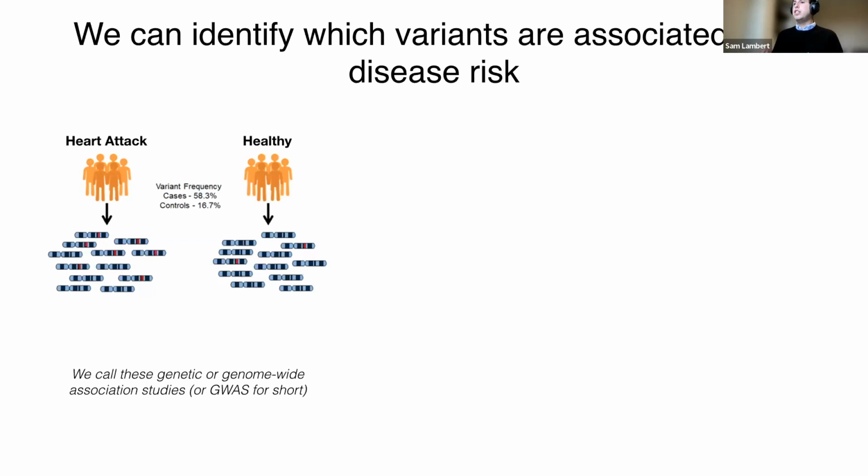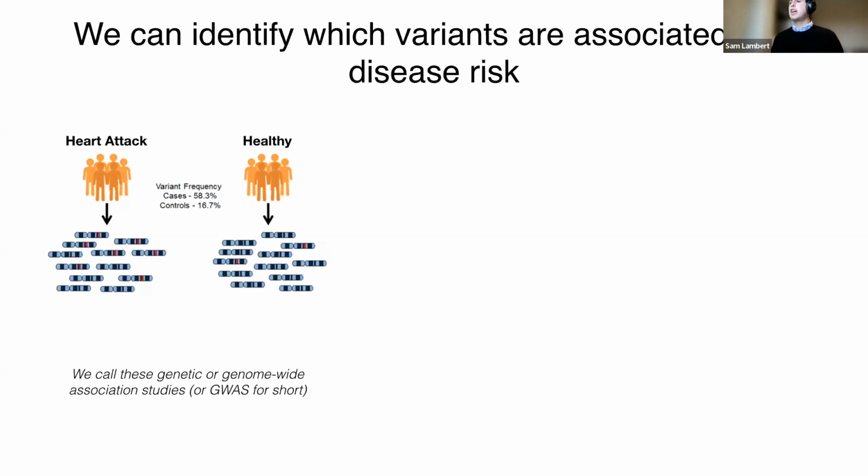And so using genotyping technologies like sequencing or microarrays, we can measure whether the variants are more common in people with heart attack versus healthy controls. And in this example, here's a variant that's in 58% of the heart attack cases, but only 16% of the controls. So this variant is associated with heart attack risk.